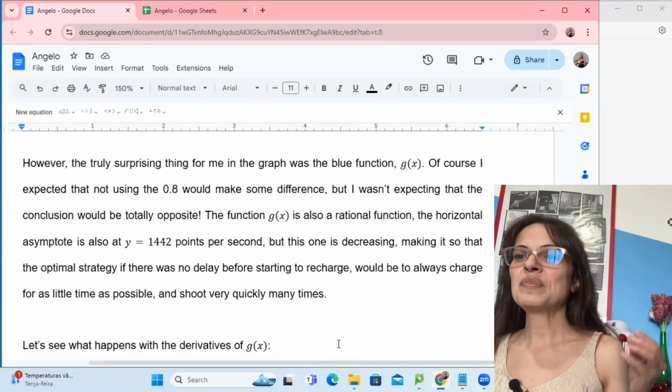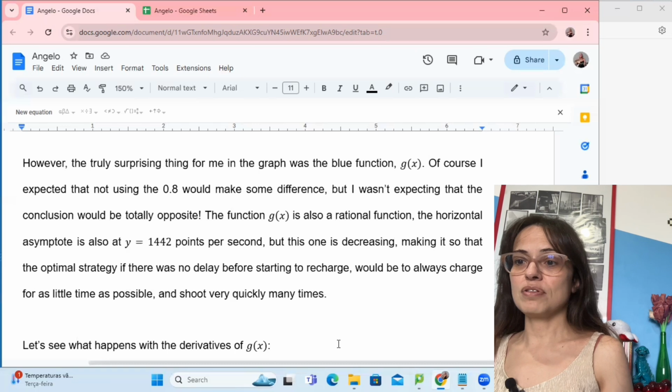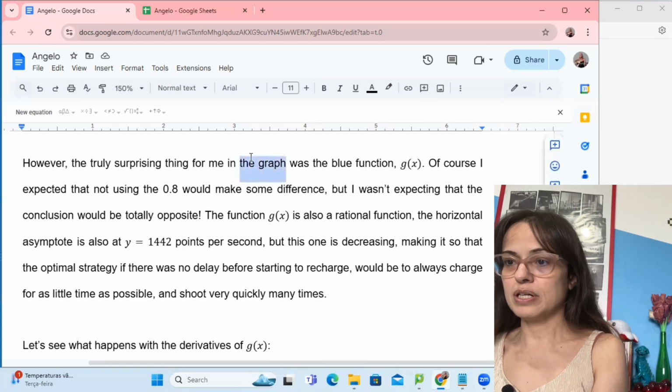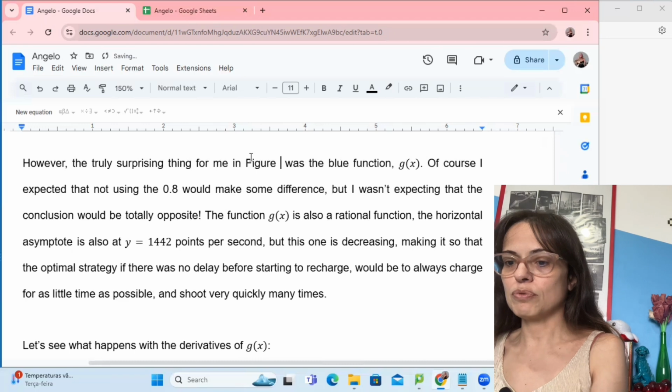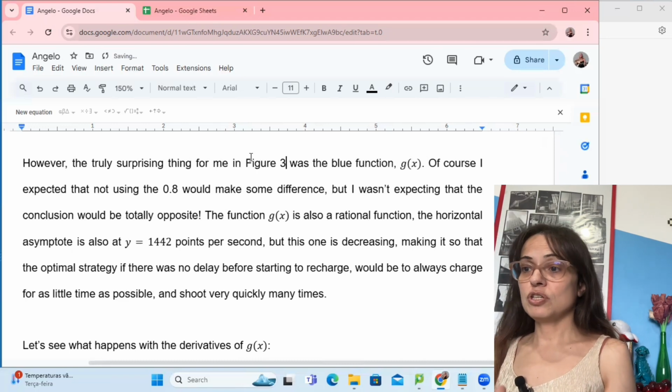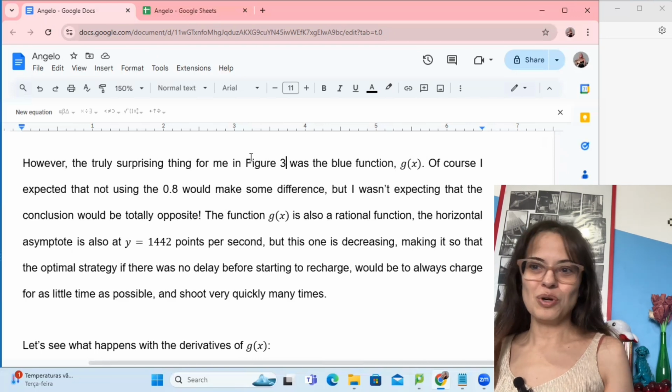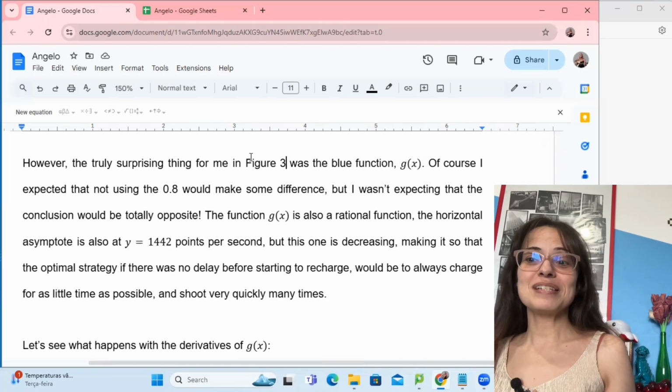part of this IA. However, the truly surprising thing for me in the graph, no, what graph? In figure 3, because this is how we talk about things, was the blue function g of x. Of course, I expected that not using the 0.8 would make some difference, right? We all did. But I wasn't expecting that the conclusion would be totally opposite. Like one of them is increasing and the other one's decreasing.